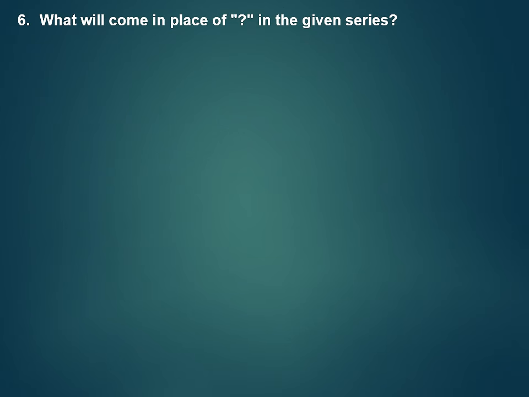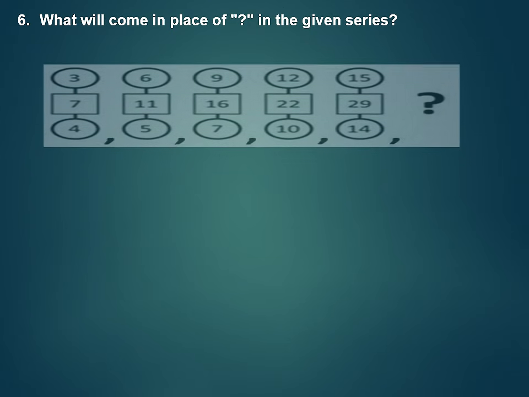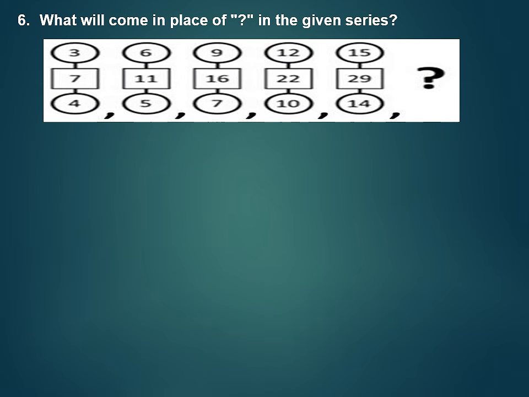What will come in place of this question mark in the given series? The series given here is this one. We have 3 and 4 outside in the circle and 7 in the center. We have 6 and 5 outside in the circle, 11 in the center. We have 9 and 7 outside in the circle, 16 in the center. In the same way, 12 and 10, 22 in the center, 15 and 14, 29 in the center.